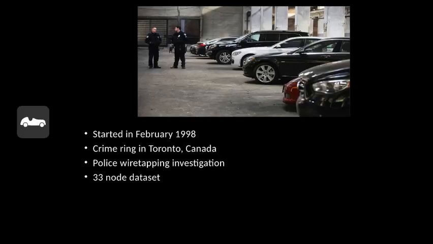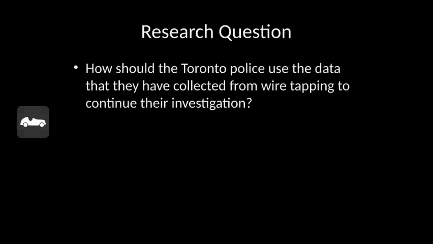The Project Togo dataset is a single-node dataset that consists of 33 nodes, each node representing a different unidentified criminal. Each link within the dataset represents a criminal communicating with one another. For this final project, I conducted the research question: how should the Toronto Police use the data that they have collected from wiretapping to continue their investigation?